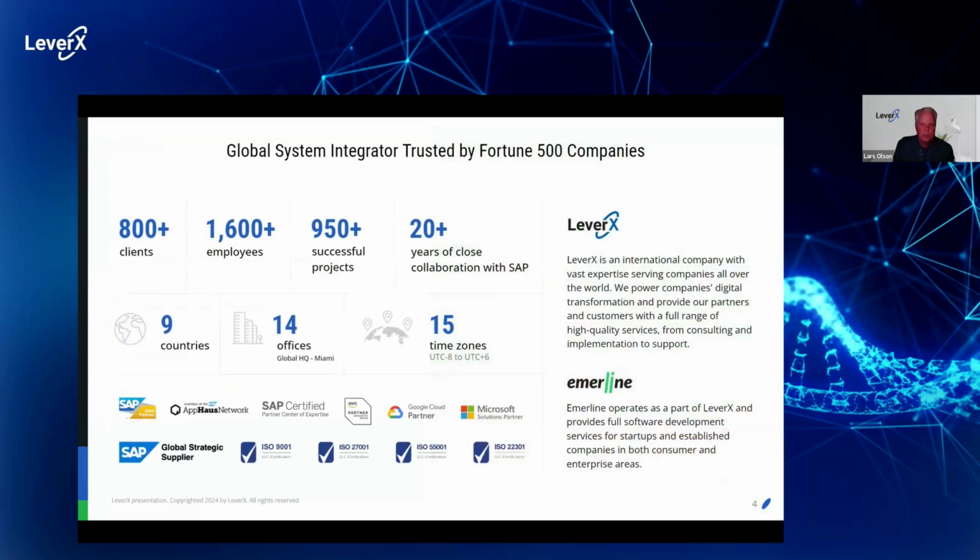LeverX is known as a global system integrator. We have roughly 800 clients, 1,600 employees, primarily focused on SAP implementations for the last 21 years. But we're also a different type of partner that I'm going to share with you in the next slide or so. We are a global strategic partner for SAP, as well as a gold partner, and we adhere to ISO standards when we're doing implementation. For customers that aren't an SAP house, we have another line of business called Emerline that can help you with your development needs for AWS or Google or Microsoft, or any type of mobile applications that you want to build on any other platform.